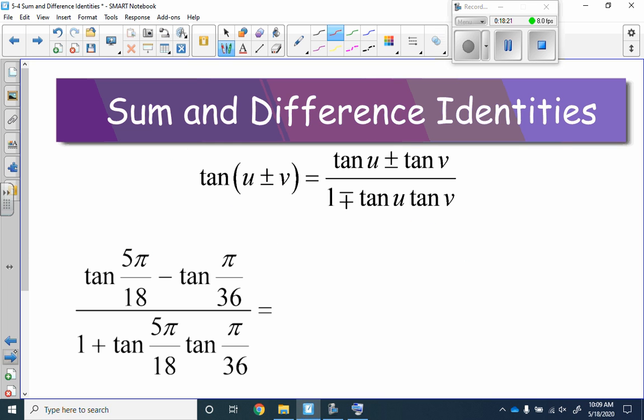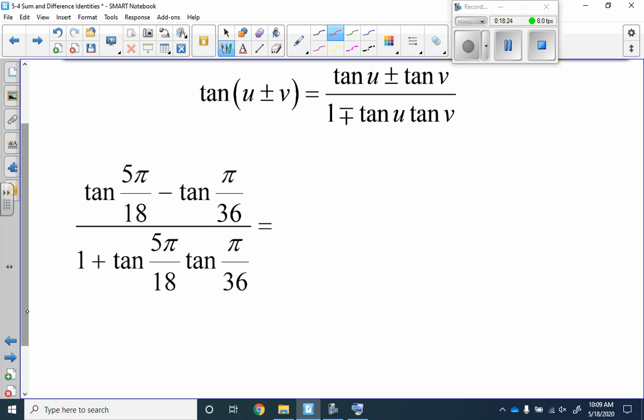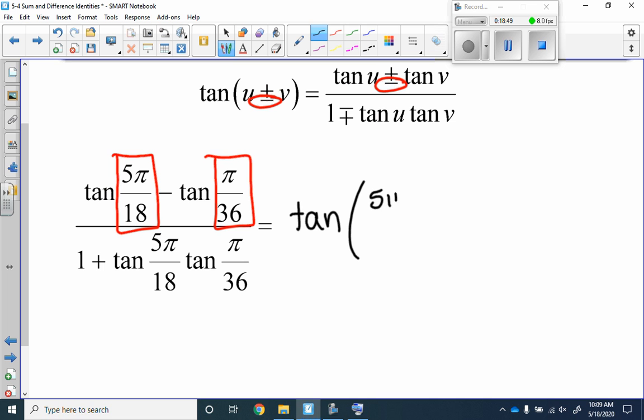Okay, here's kind of a crazy one, working with a tangent and trying to condense it. First of all, from all of this, I just really got to figure out whether we're adding or subtracting. I can see that I'm working with a 5 pi over 18 and a pi over 36. And then here, since I'm subtracting in the numerator, that means that we need to do the difference. So we're going to be taking the tangent of 5 pi over 18, and this is where the order does matter. And then we'll subtract pi over 36.